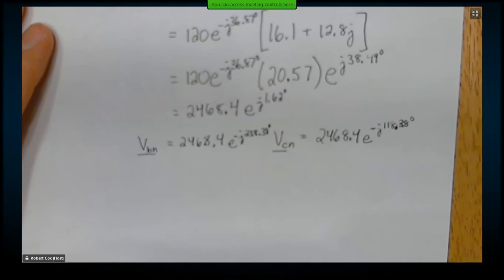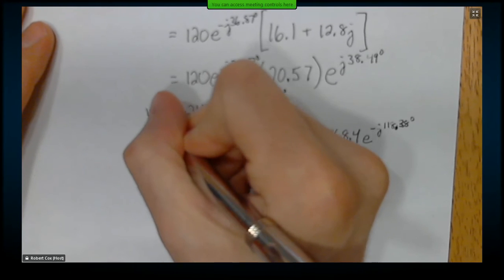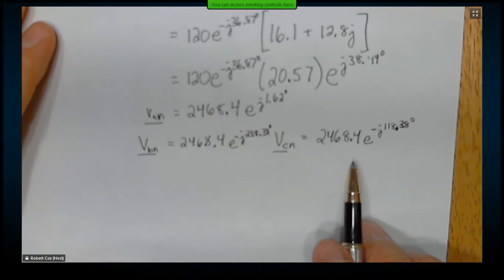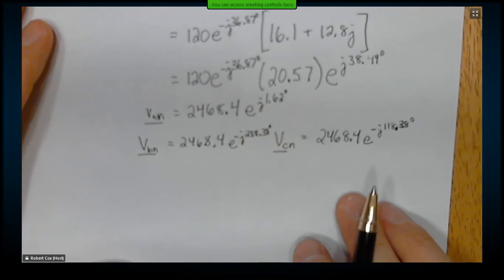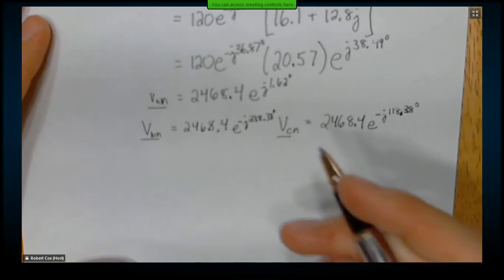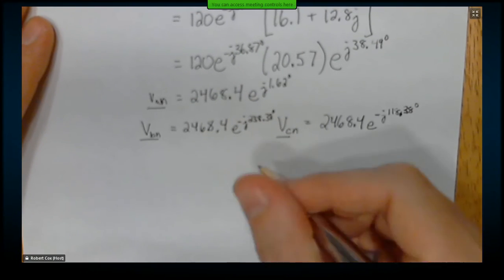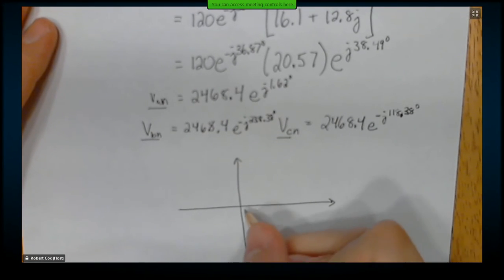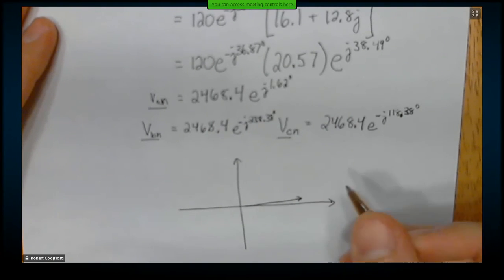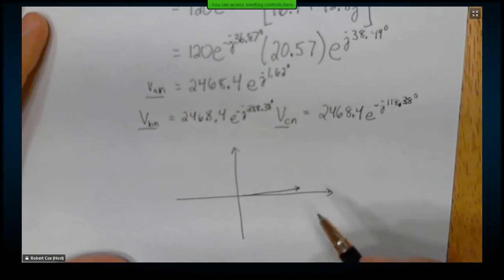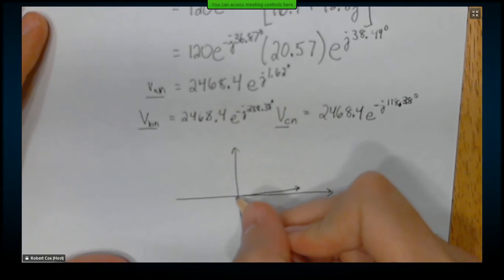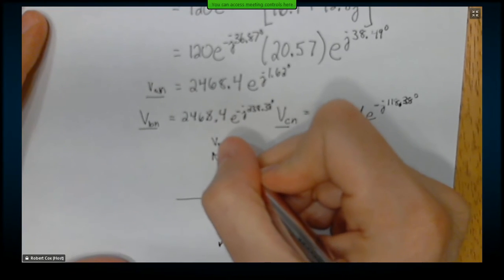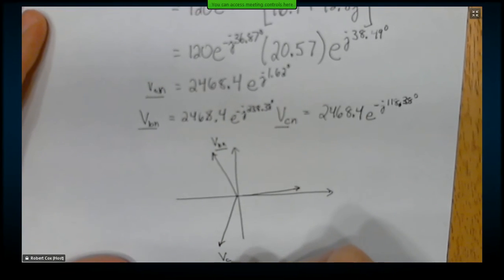Now, that's VAN. VAN is this one, VBN is this one, VCN is this one. Now, how do I go about finding the line voltages? Let's sketch those. Where's VAN? VAN is right about there. Where is VCN? VCN is somewhere over here. And VBN is somewhere over here.